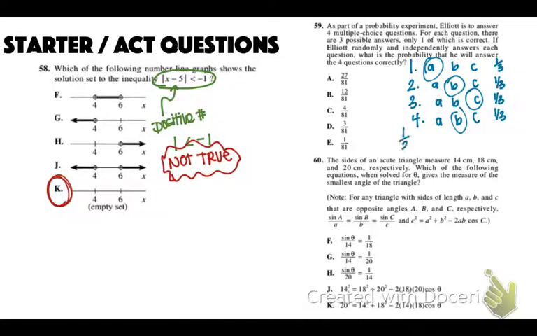So, to find the probability, we're going to multiply all these together. 1/3 times 1/3 is 1/9. Times 1/3 is 1/27th, times 1/3 is 1/81st. So he has a 1 out of 81 chance of guessing those correct.